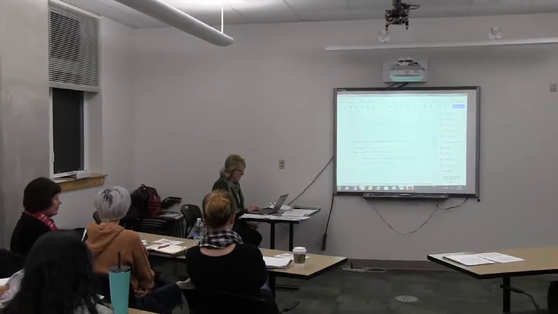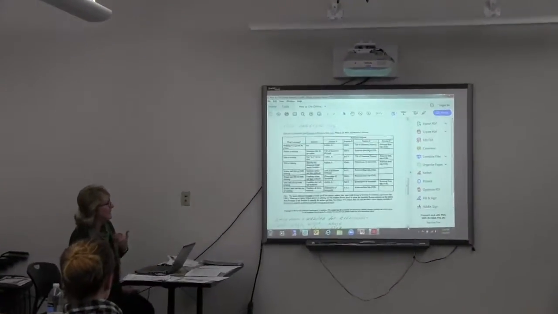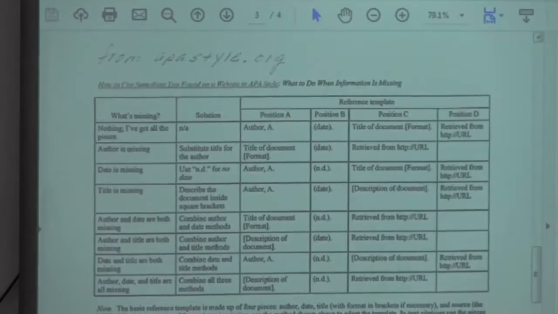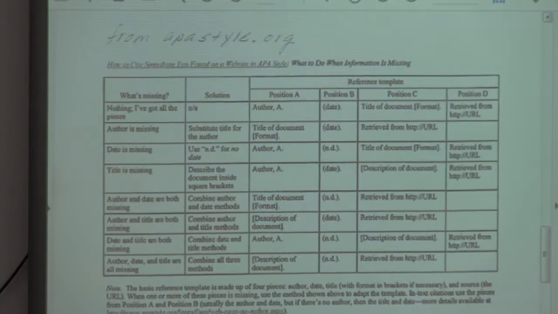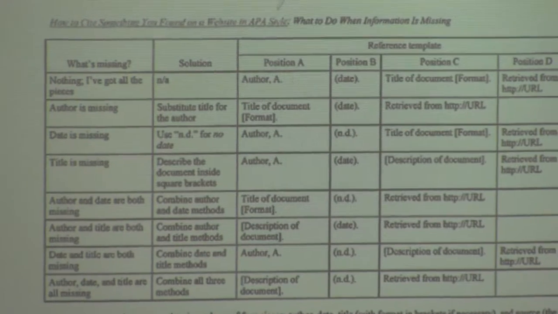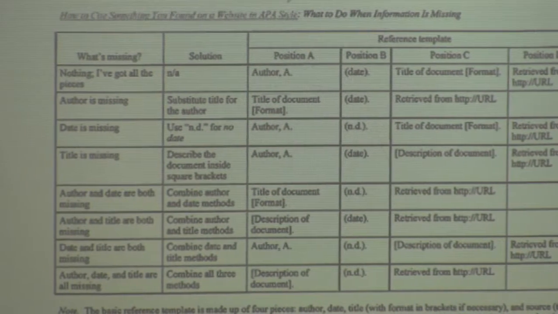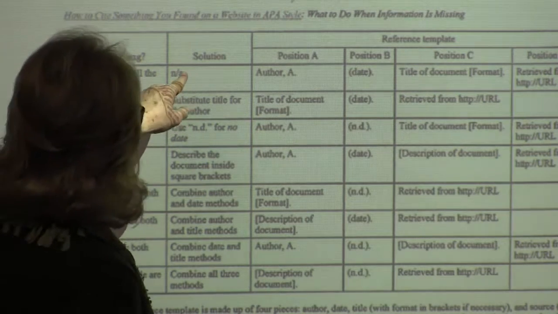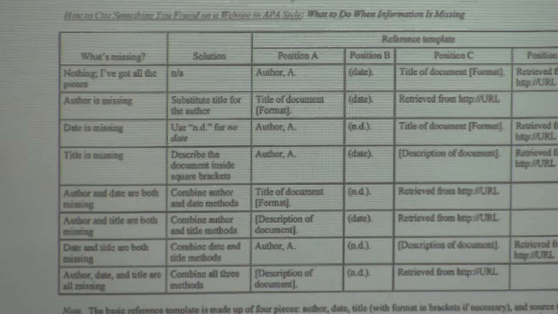Okay, and then let's move to the third page. And this was something that I copied from apastyle.org. Remember I said that that's an excellent resource back in 628. And this helps if you're trying to cite something. It says to the very left up here, what's missing? Nothing, I've got all the pieces. So the solution, you know how to do it. Here's all the elements you need to cite your image.